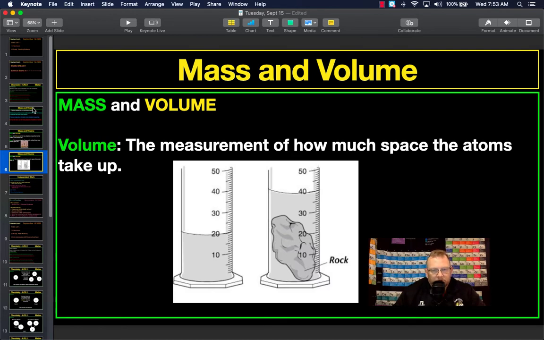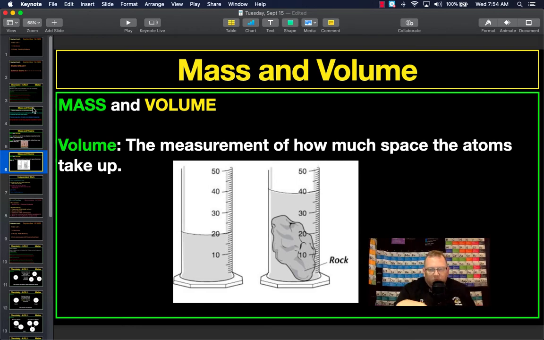Now we get to volume, and we go back to our study of how to measure volume yesterday or last week. We talk about how much space the atoms take up. Well, in the first picture, the water takes up the bottom part of that graduated cylinder, right? 20 milliliters, we said. When we add that rock, that water still takes up its 20 milliliters, but now the rock is filling up some more space. Now, the rock is not in the same space as the water. The rock moves the water out of the way, which causes the water to rise.